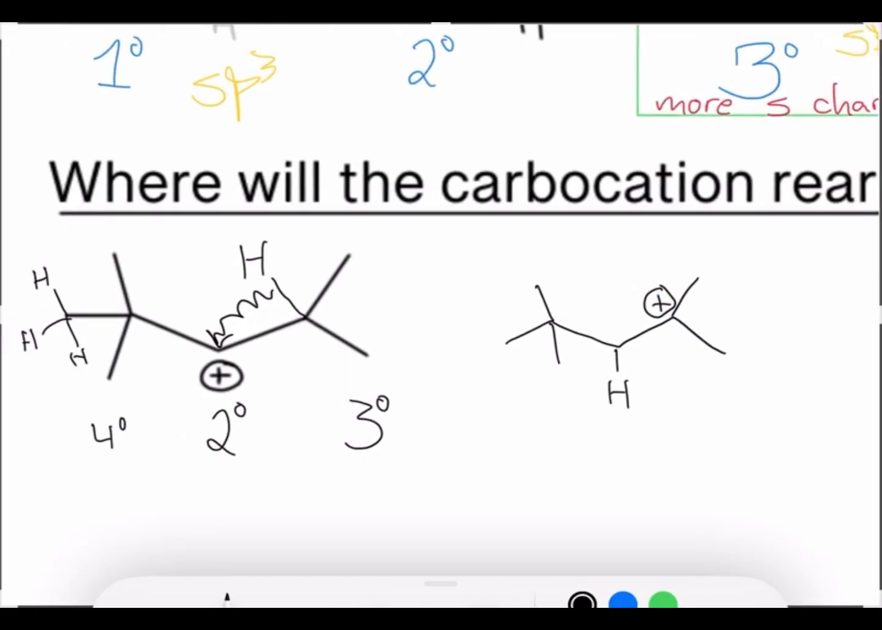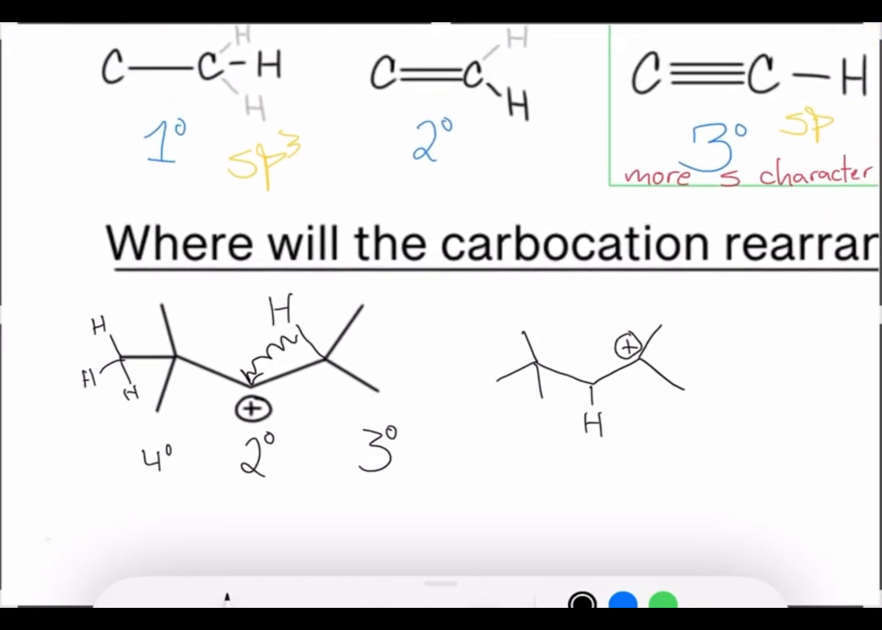So that's going to take a lot of energy, and molecules like to do things that are lower in energy but are still stable. So either way, we would get that third degree carbocation from this rearrangement.